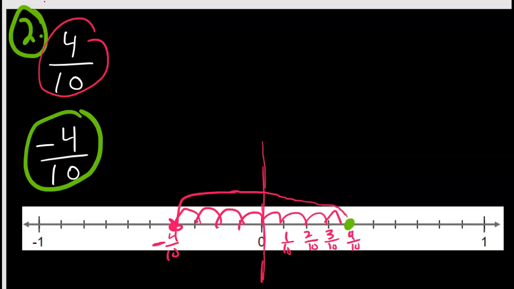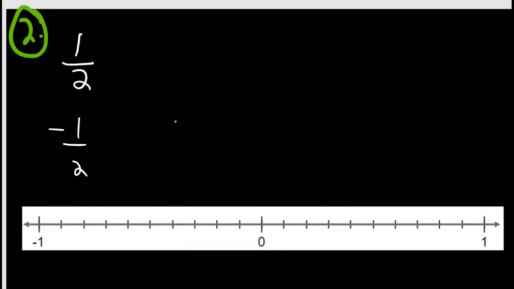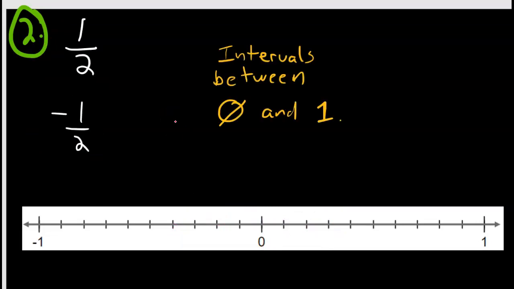Now, you might not have this problem. You might have one that looks more like this. Oh my gosh, half? Okay. Well, what are the intervals between 0 and 1 again? Count them up. We know that there's 10. We just did this, right?